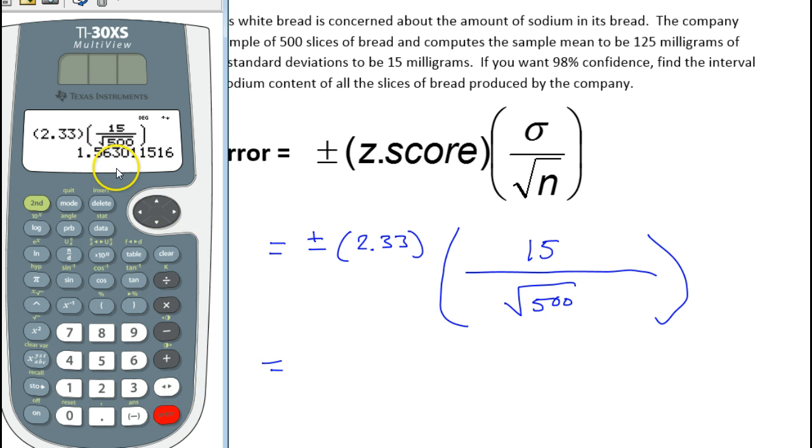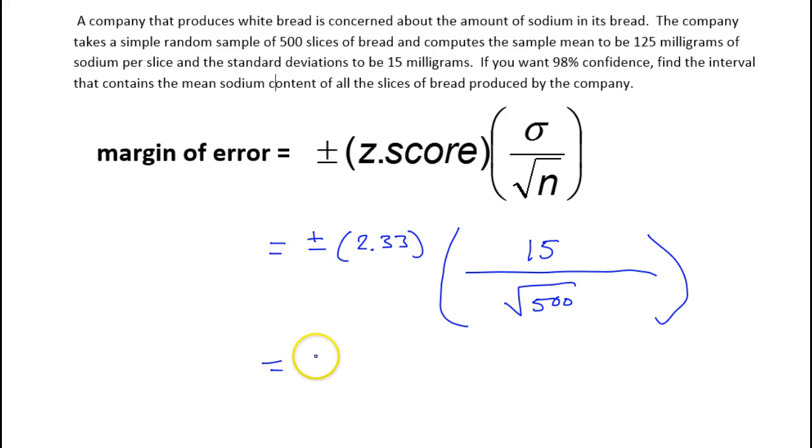So I get this. Now I'm going to round to 1 decimal place. So that means I'm interested in cutting it right here. Now remember, if the next number is 5 or higher, I need to round up. So this 1.5 will become 1.6. So plus or minus 1.6. Now, that's my margin of error.